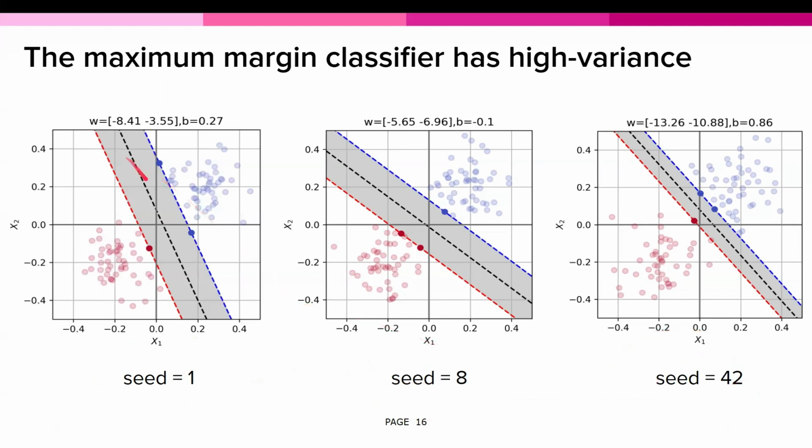And so even the data remains linearly separable in all three cases. You can see that the position and the orientation of the separating hyperplane changes quite a bit from seed to seed. This variability is because the maximum margin classifier is highly sensitive to small changes in data, particularly to individual observations that fall near the margin. And so the sensitivity can result in different decision boundaries, and this might not generalize well to new data.